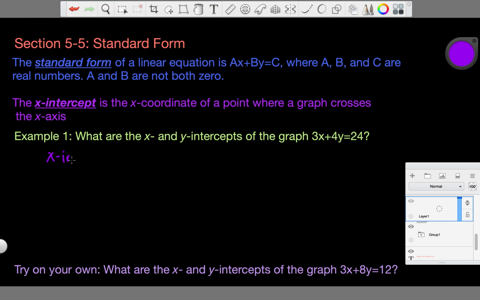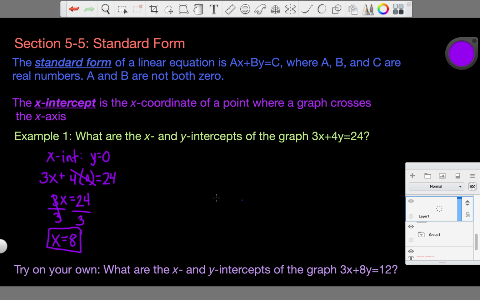The x-intercept is when y is equal to 0. So what we're going to be doing is plugging in 0 into our equation for y to solve for x. So we get 3x plus 4 times 0 equals 24. Now 4 times 0 is just 0, so that goes away. So we're left with 3x equals 24. Now to get this 3 to the other side, inverse operations, we need to divide, and we get that x equals 8. So that's your x-intercept. It crosses the x-axis at 8.